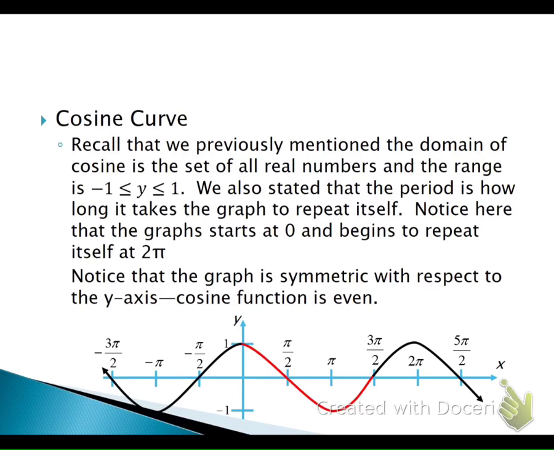Another difference is, it says, notice the graph is symmetric with respect to the y-axis. Therefore, a cosine function is even. Remember, if it's an even function, it's symmetric to the y-axis, which means the y-axis is going to split it in half, and we could reflect one side onto the other, and it would lie on top of itself.